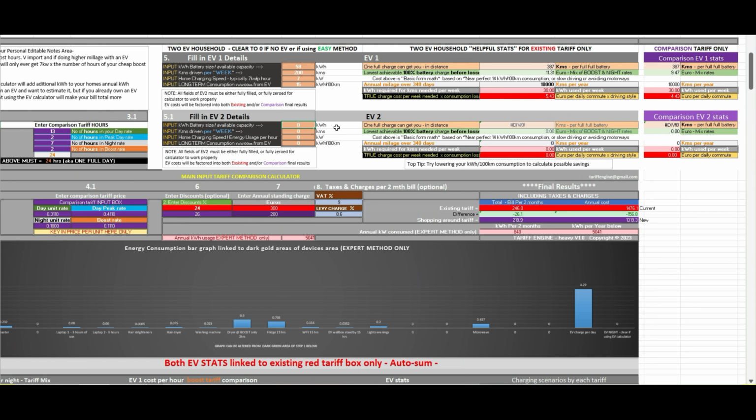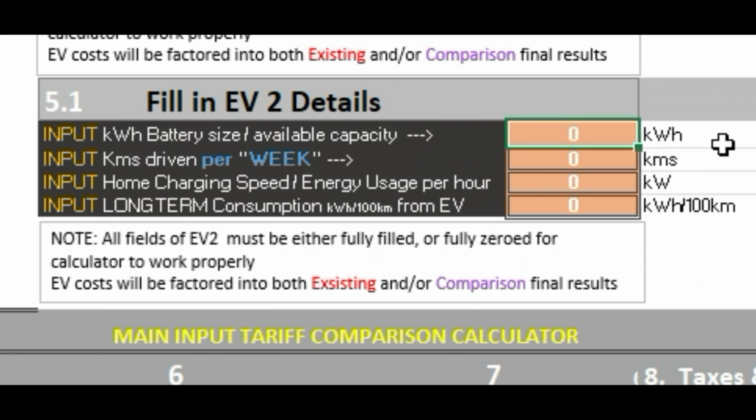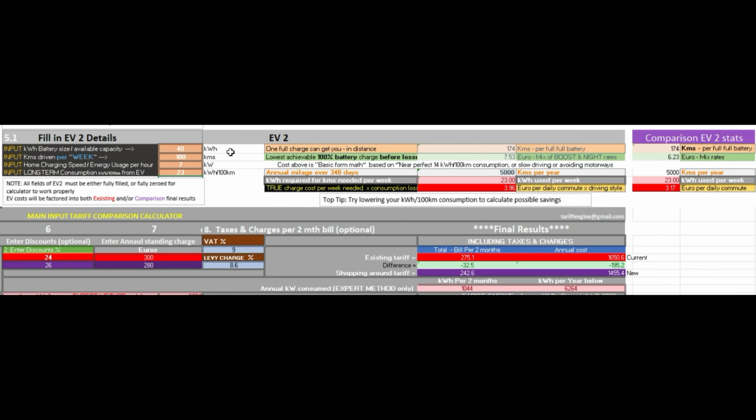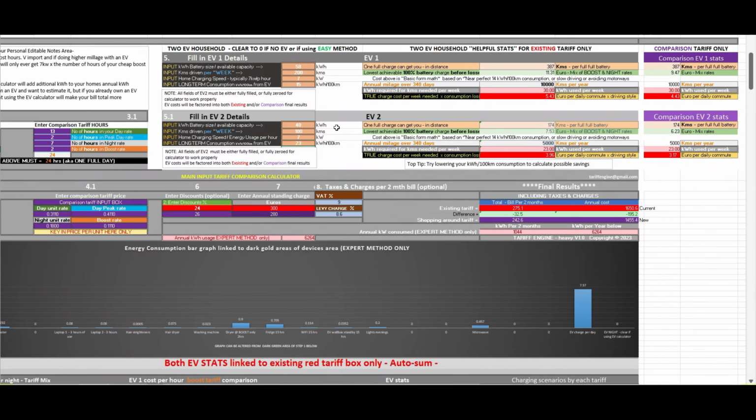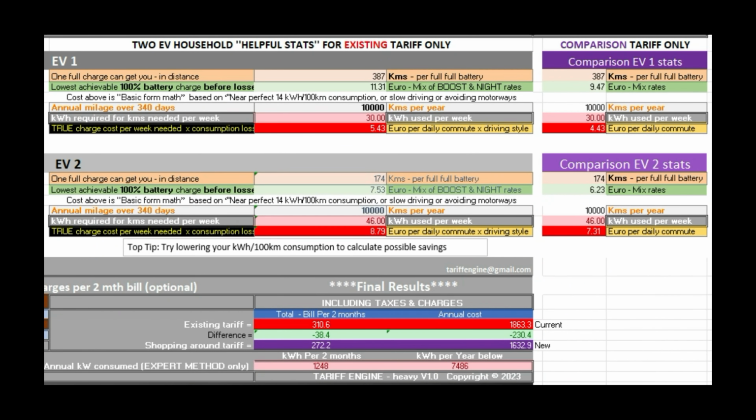We can also include a second EV, let's say a 40 kilowatt hour, travelling 100 kilometers per week, and using the same home 7 kilowatt charger. At 23 kilowatt hours per 100 kilometer consumption, and taking a look at our monthly and annual costings, we can see what the second EV does. Now let's change our travel needs. What if we double the distance of our second EV? We can also see how much it costs us per week to charge.